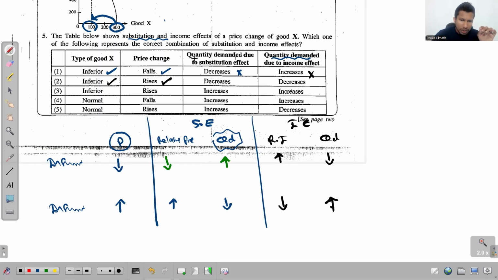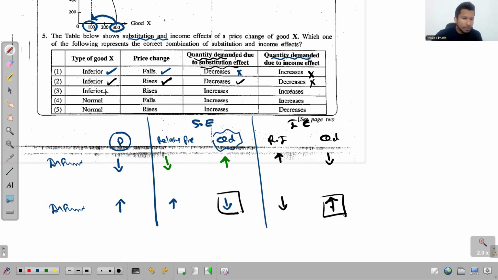If so, what should happen to the quantity demanded under substitution effect? The quantity demanded should decrease, and that has happened. That's true. The next one, quantity demanded due to income effect. As per the discussion, we understood that the quantity demanded due to income effect should go up, it should increase. But this says that it decreases, so this answer is also wrong. Right.